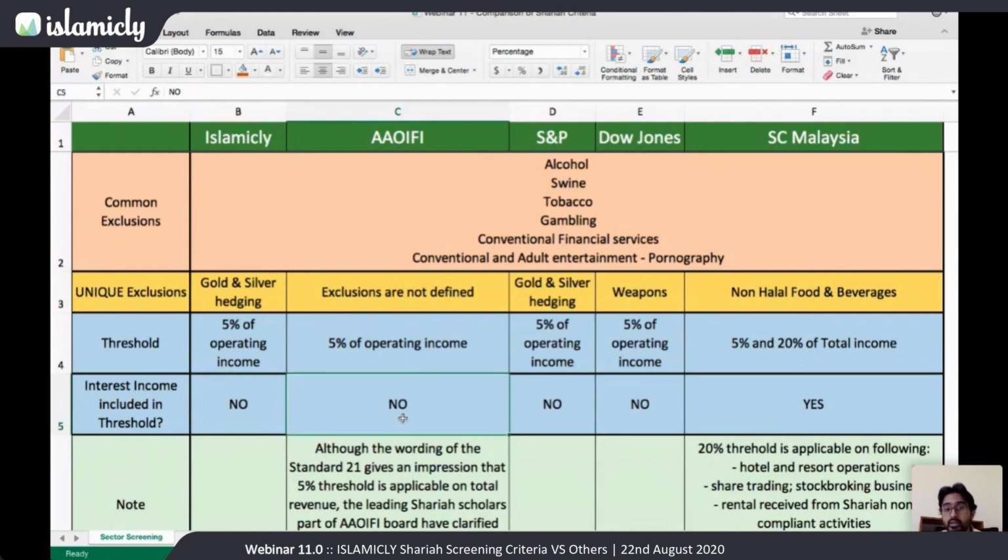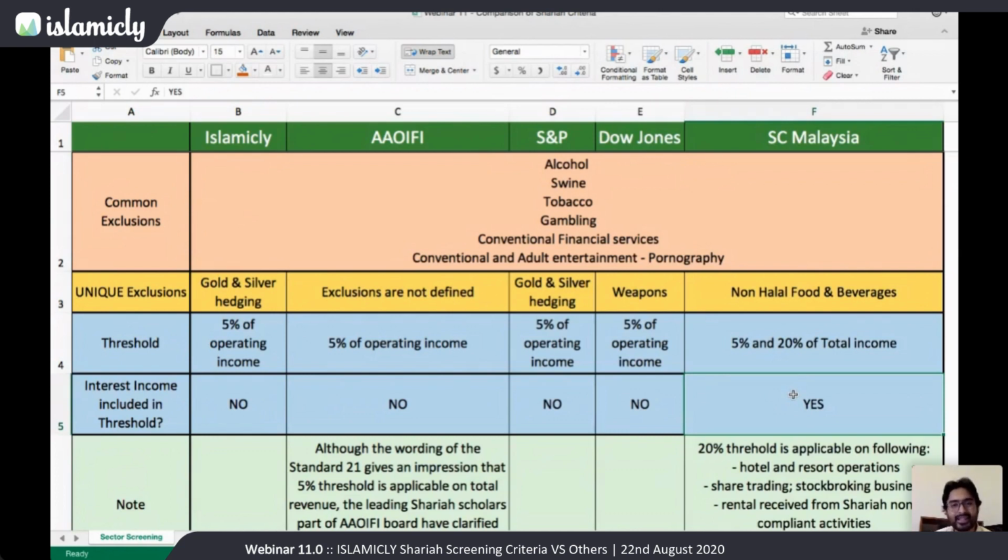AOFI also does not consider it. I have given an explanation over here. I'll speak about it in a bit. S&P also does not consider interest income as part of the 5% threshold. Dow Jones also does not consider it, whereas SC Malaysia does consider it.